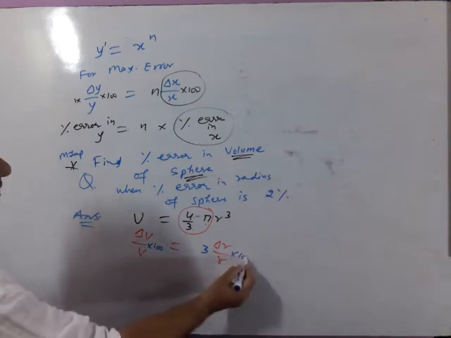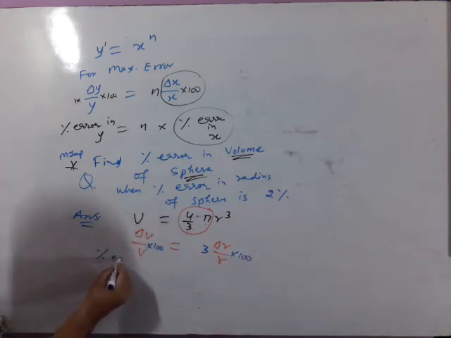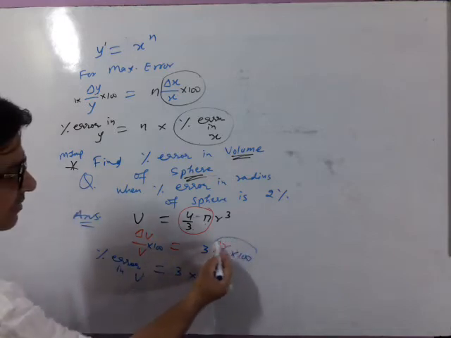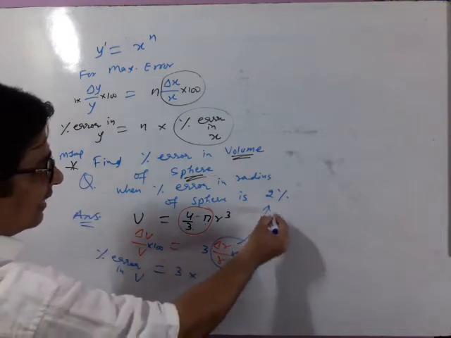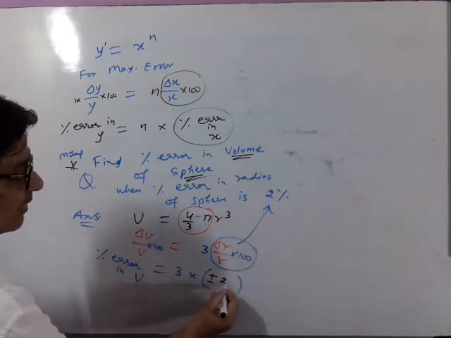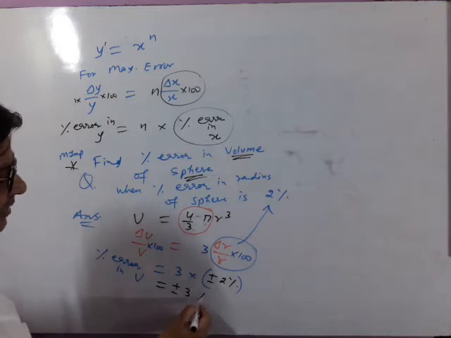Multiply both sides by 100. This is called percentage error in V. 3 times this is called percentage error in R. And it is given to you 2%, so you will write it with plus minus 2%. So the final answer is plus minus 3 into 2, 6%.